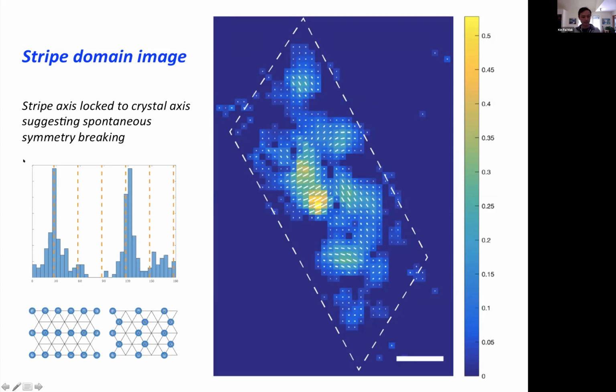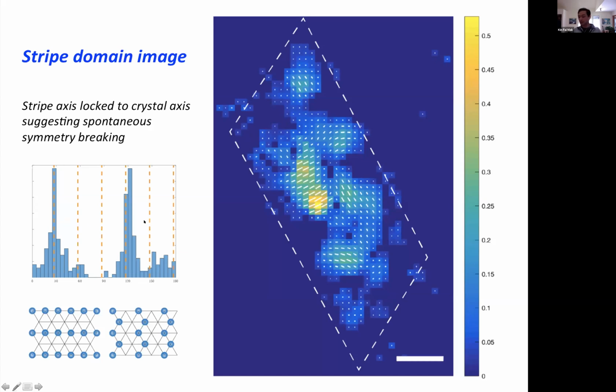And this is a histogram of the major axis distribution of the stripe phases. And you can see that there are 2 peaks. They differ by 90 degrees, interestingly. And so probably we have both of these stripe phases in the system. And also what's interesting is that these 2 peaks align to the crystal axis of the moiré superlattice, which are these orange dashed lines here.